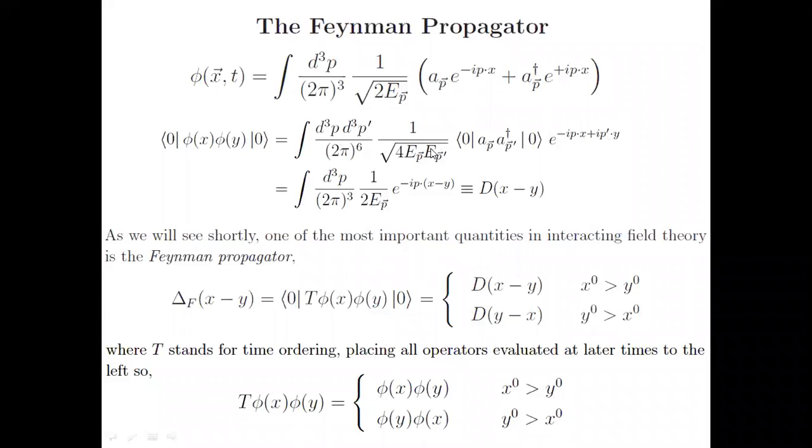Delta functions from here. Since we know inner products give us delta functions, and integrating over the delta functions will give us this. Over the P prime integral, if we do, we will get this. So this is called a propagator.